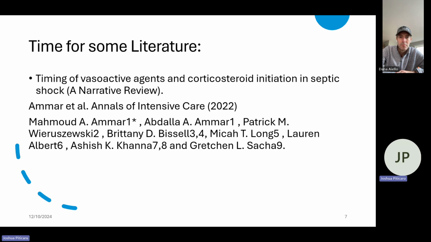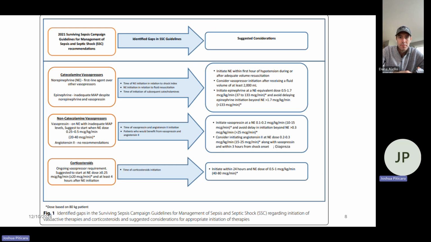So there is this literature article, a narrative review called "The Timing of Vasoactive Agents and Corticosteroid Initiation in Septic Shock." It's by Amar et al., in the Annals of Intensive Care, 2022. In here, they did some adjustments. You might need to use your loupe for this one, but they made some recommendations for gaps in the sepsis and septic shock recommendations.